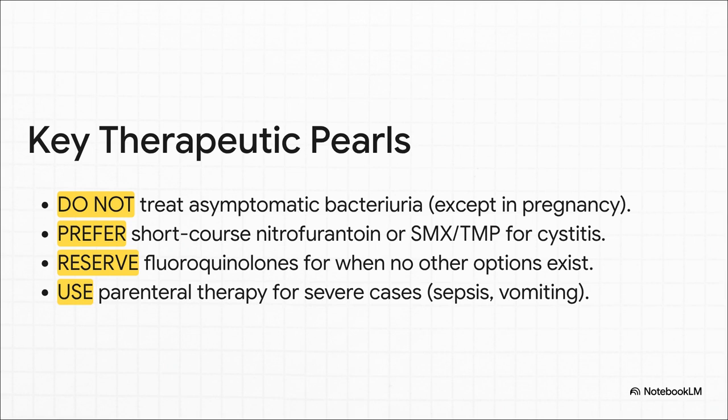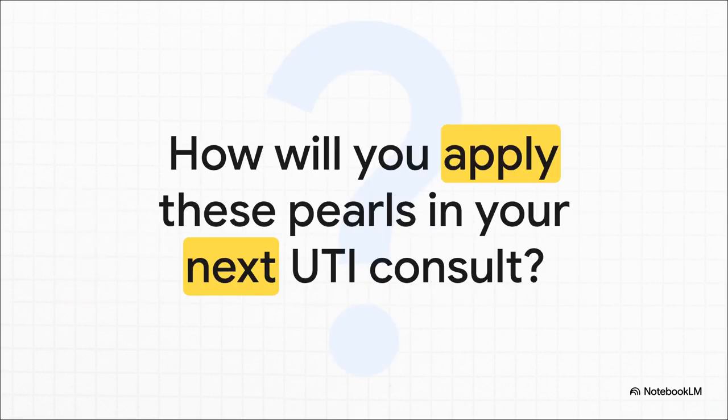Number 2, for simple cystitis, stick to those short courses. 5 days of nitrofurantoin, 3 days of SMX/TMP. Number 3, keep those fluoroquinolones on the bench for simple cases. And number 4, if someone is really sick, think sepsis, or they can't stop vomiting, they need to be on IV antibiotics. And that's a wrap.